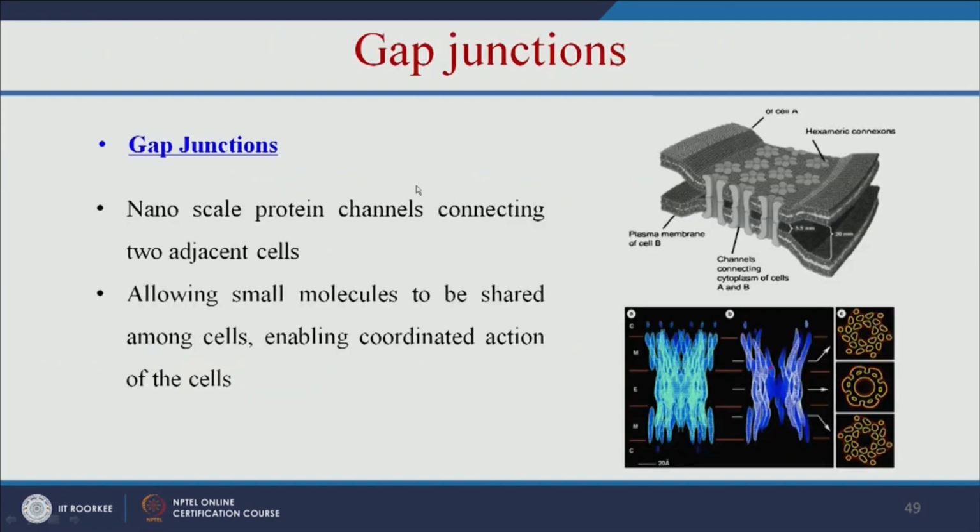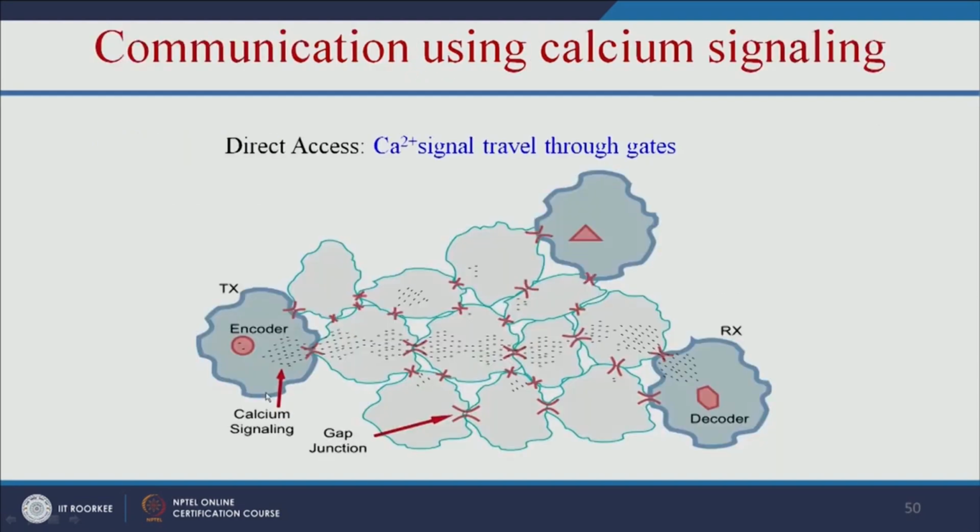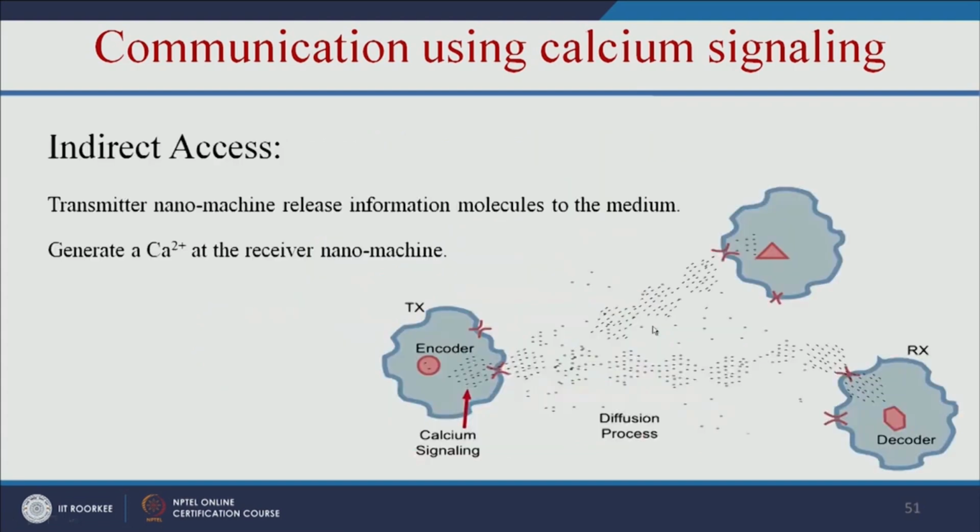So, let us see the direct access, that is gap junctions. All the cells are connected and there are nanoscale protein channels between two adjacent cells. It will allow small molecules to be shared among the cells and it will make coordinated action of the cells. Okay. So, in direct access the calcium signal travels through the gates, that is the gap junction. From here the information goes to the decoder receiver through the gap junction of the cells. This is the direct access example.